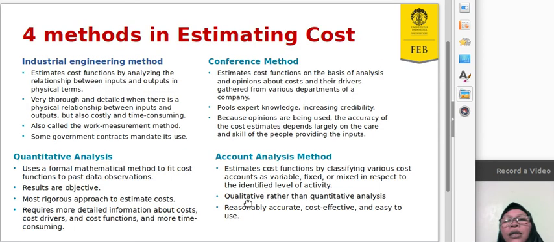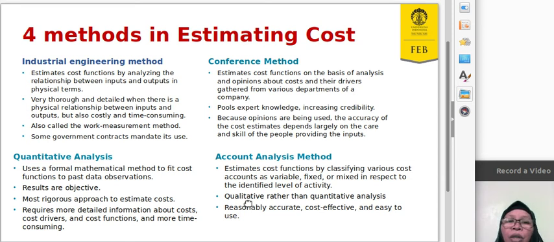There are four methods we can use in estimating cost. The first one is the industrial engineering method. This is a physical term. So engineers are usually using the relationship between input and output. So it is usually time consuming, but this is a very good method when we estimate cost for infrastructure contract, for example. This is a very important method actually.